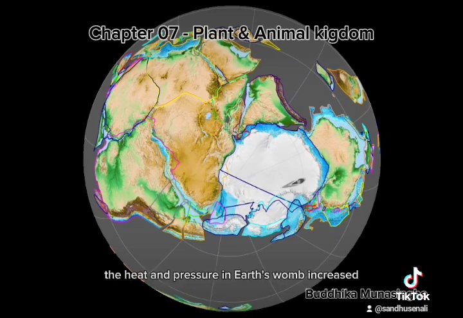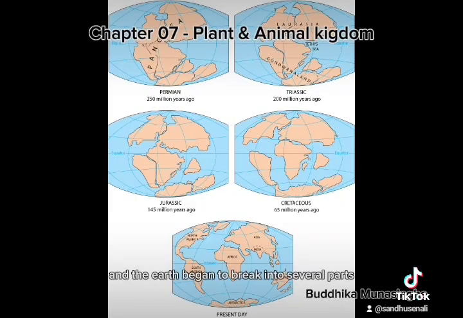Meanwhile, the heat and pressure in Earth's womb increased and the Earth began to break into several parts. The broken tectonic plates moved in one direction for 750 million years and all the islands joined together to form a huge island called Gondwana land. With this, the Earth's rotation slowed down. The time taken for one day was 18 hours. At the same time, the temperature of the Earth's atmosphere dropped to 30 degrees Celsius.